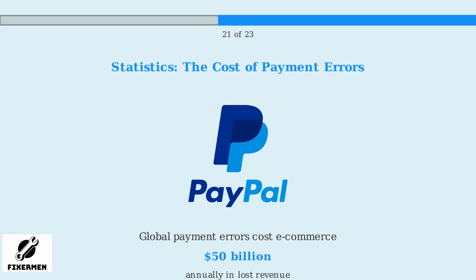Payment errors like 10417 have a significant economic impact. According to a 2025 Juniper research report, global payment errors cost e-commerce businesses $50 billion annually in lost revenue. This staggering figure highlights the importance of reliable payment systems. PayPal-specific data from 2026 shows that 22% of users encounter error 10417 at least once a year. This widespread occurrence underscores the need for ongoing platform improvements to enhance reliability and user trust.